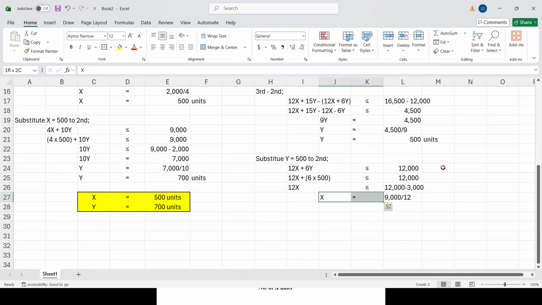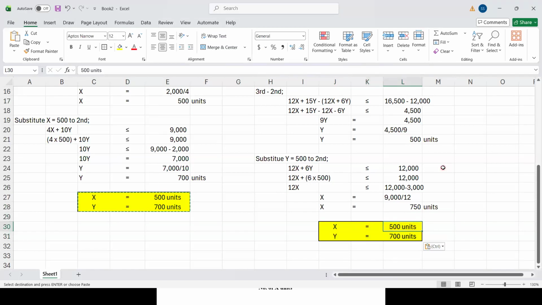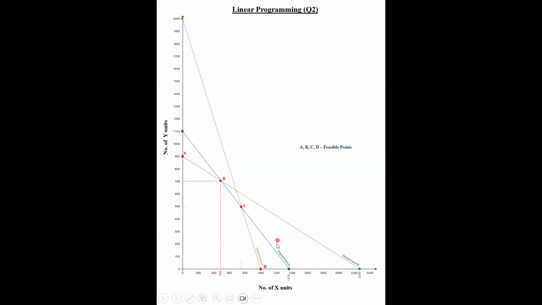So how much? 9,000 divided by 12. How much? 750 units. So here in this situation, how much are you getting? X equal how much? 750 units. Y equal 500 units. Got it? So at the point C, your X value is 750 units, Y value is 500 units. So mark the point in your graph.